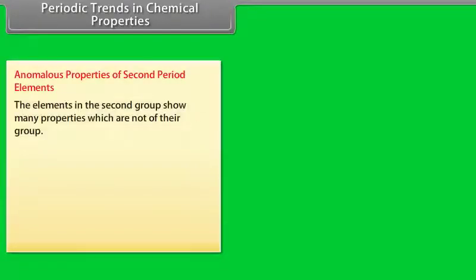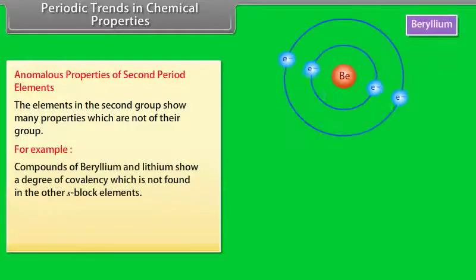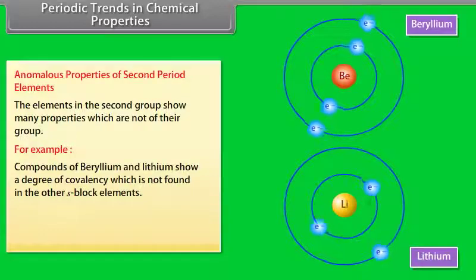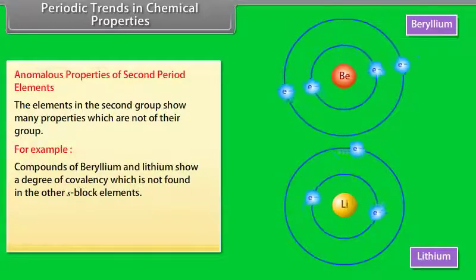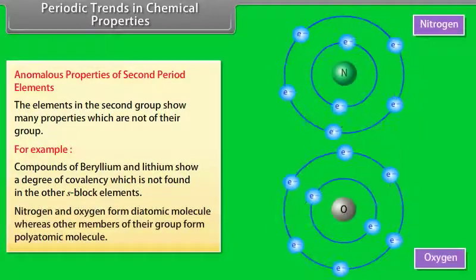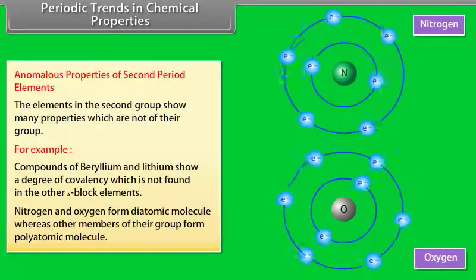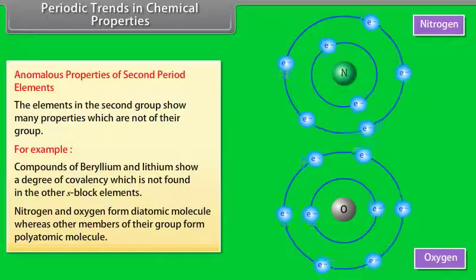Anomalous properties of second period elements. The elements in the second period show many properties which are not shown by the other members of their group. For example, compounds of beryllium and lithium show a degree of covalency which is not found in the other s-block elements. Nitrogen and oxygen form diatomic molecules, whereas other members of their group form polyatomic molecules.